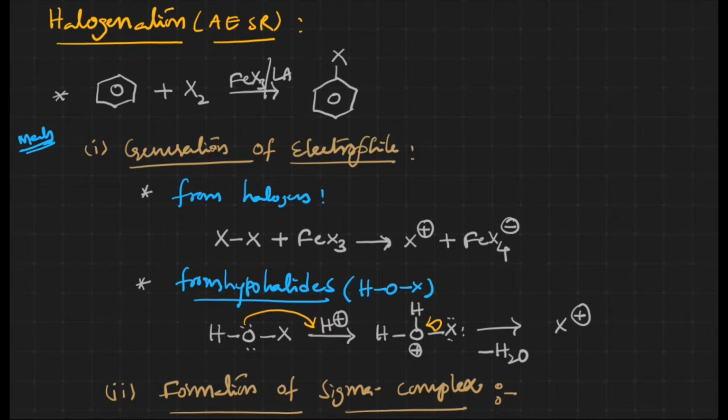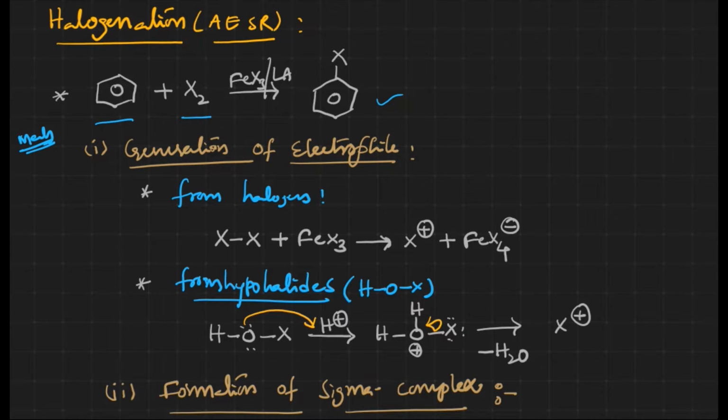Hello friends, in this video I am going to discuss halogenation of benzene. It is an example of an aromatic electrophilic substitution reaction. Now let us see how the halogenation of benzene takes place. Benzene with a halogen in the presence of a Lewis acid, any Lewis acid, gives halobenzene. This is the general reaction.